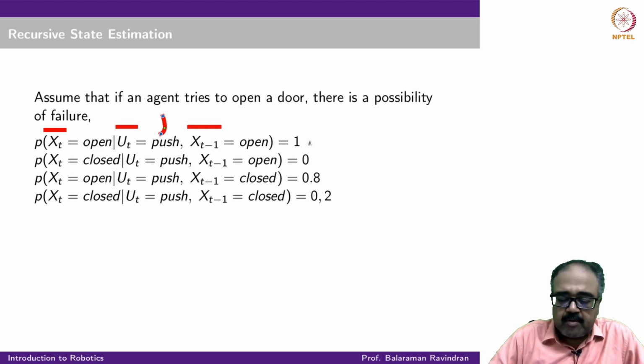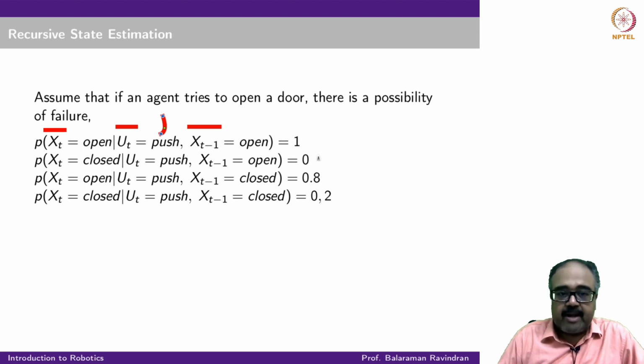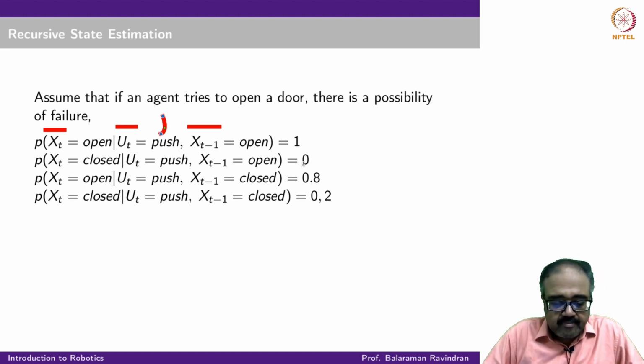So that happens with probability 1. That means it's a certain event, right? If the door is open and I push, it will continue to stay open. And therefore, the converse event, right? When the door is open and I push, the door will close, has a probability 0. So it will never happen. So that's what it means, right?